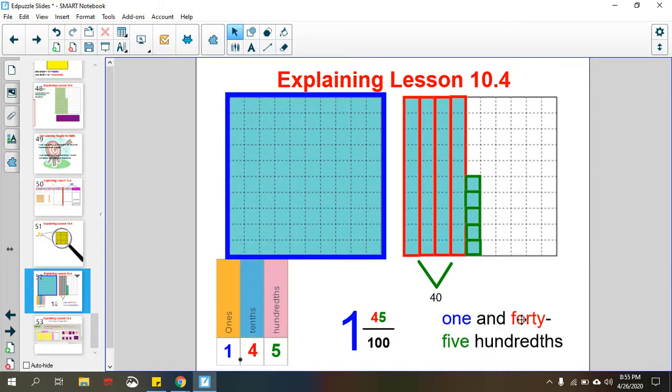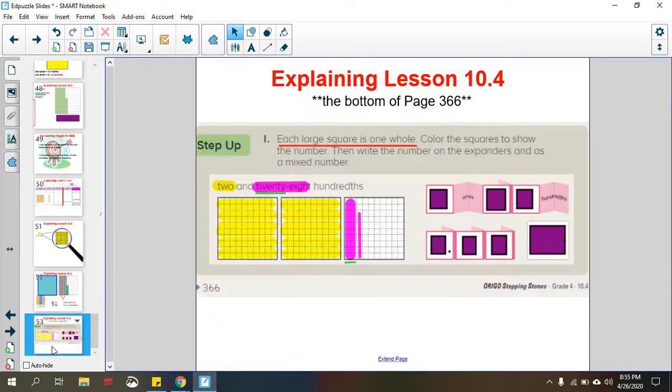1 and 45 hundredths. And again, you need to make sure you're putting that word hundredths in there, because if you don't and you just put 1 and 45, that's going to look completely different. Okay, so keep that in mind as we move forward tonight into our book.